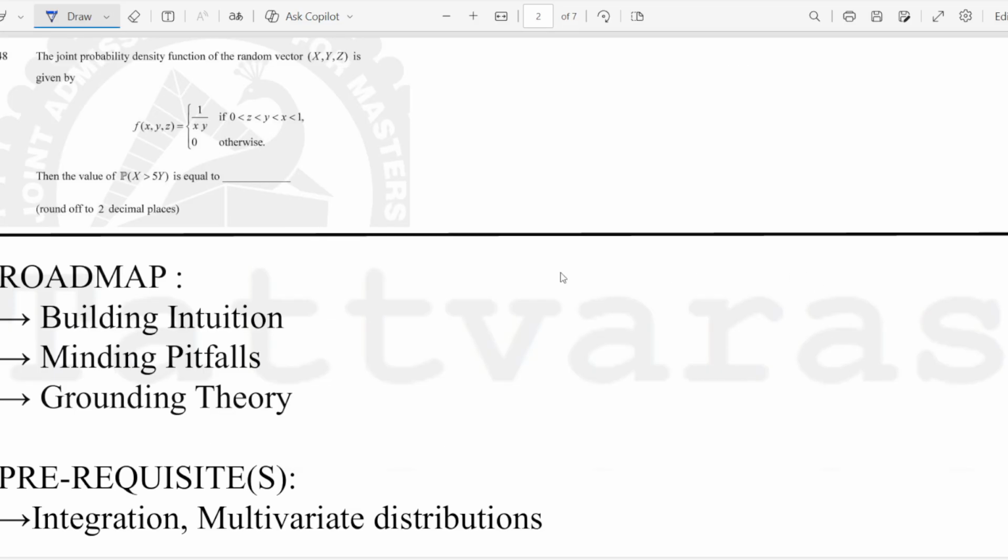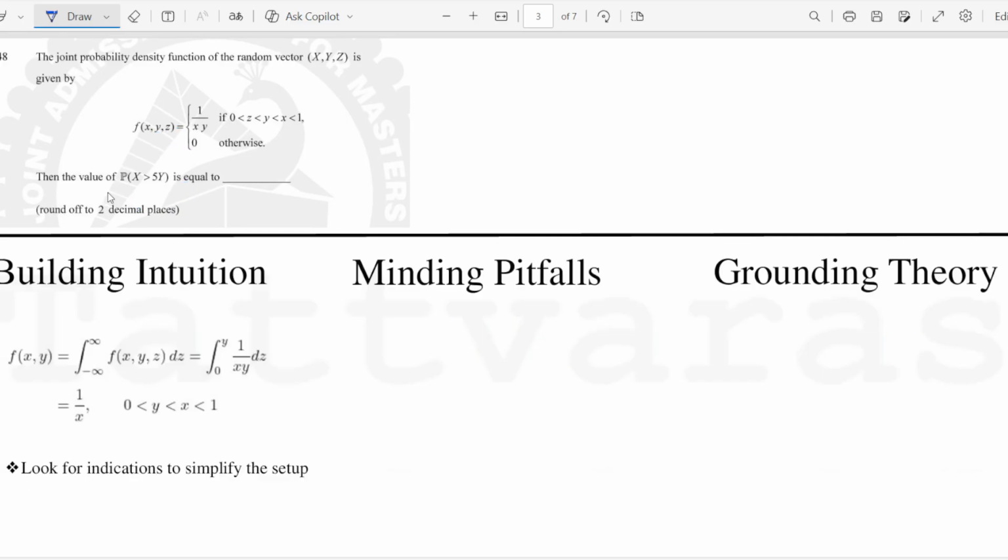Let's get started with this probability computation question, which, yes, is going to deal with integration for sure and multivariate distributions. Let's start by building an intuition about such kinds of problems. You see that the probability is taking these two variables only into the expression, whereas the joint PDF is given for all three.